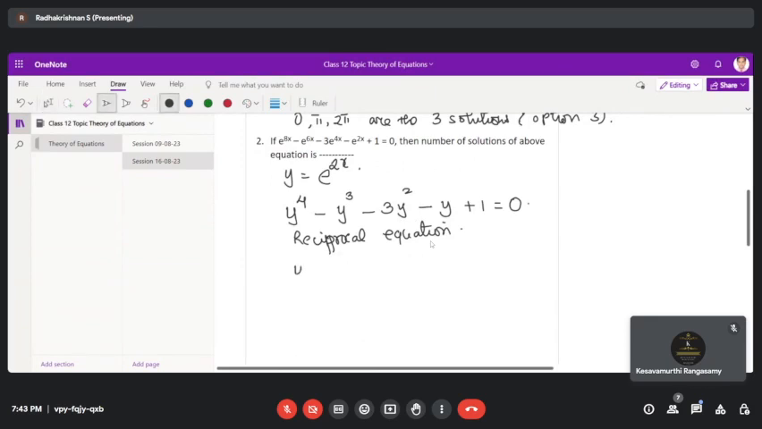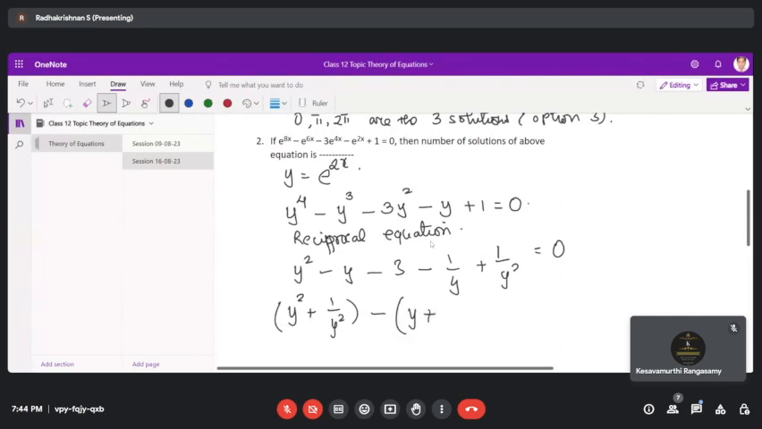Very good. So this will become y square minus y minus 3 minus 1 by y plus 1 by y square. Next, what do you do? So you put these two terms together. y square plus 1 by y square minus 3 equal to 0.